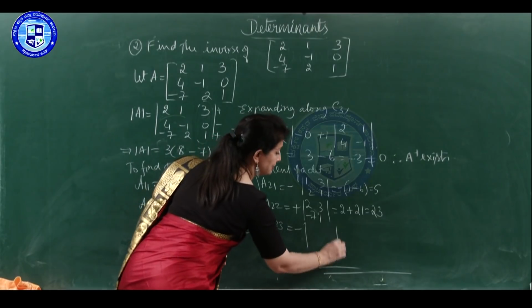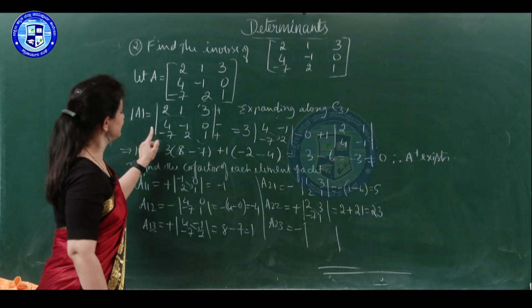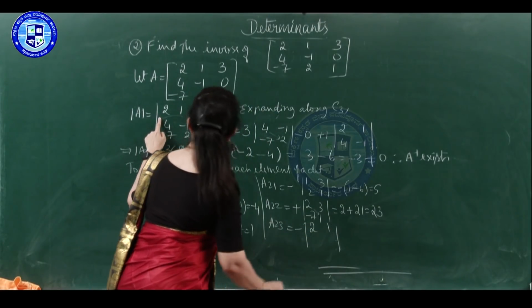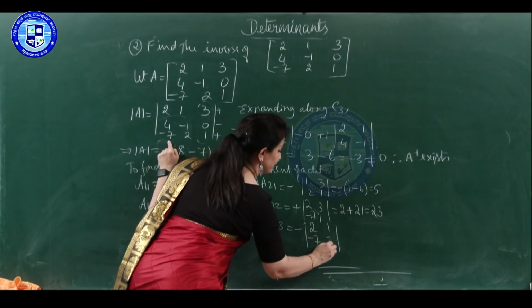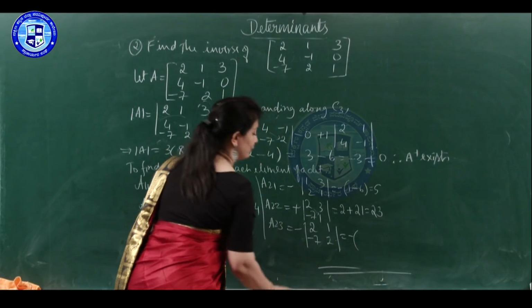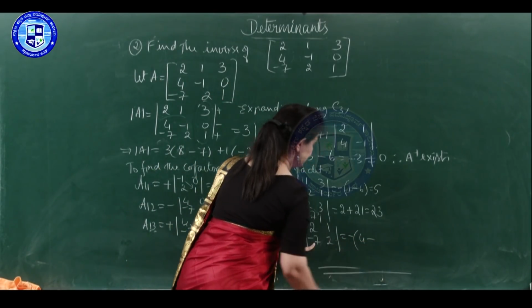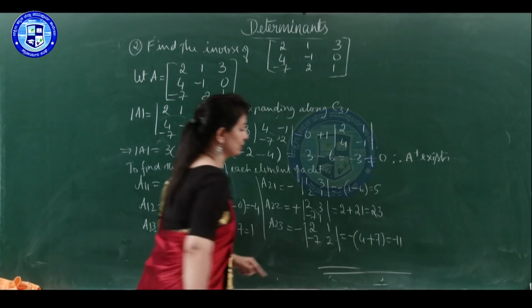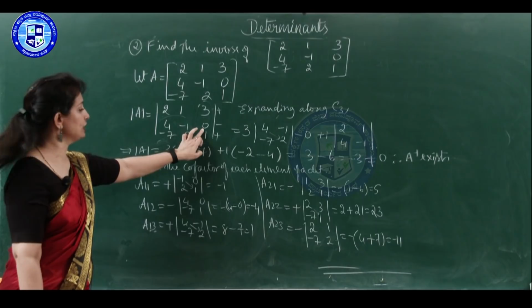So A23, it's 2 plus 3, 5, an odd number, write it with minus sign. Eliminate the second row and third column. So the elements are 2, 1, minus 7, 2, which is minus of 4 plus 7. So it is minus 11. So next, these 3 elements also we got cofactors.